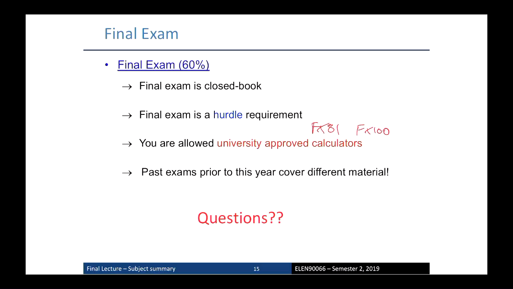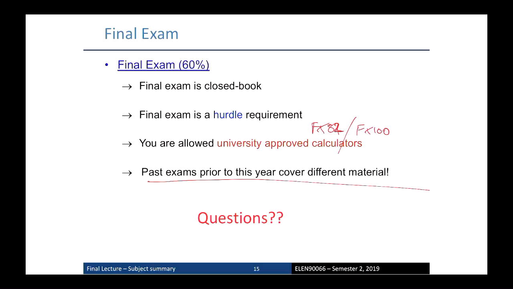Is it 82? Sorry. A side effect of taking painkillers for my throat is that I'm somewhat delirious at times. So it's either of those. Don't worry, it's on the front cover of the exam. Past exams prior to this year cover different material. I don't even think they were released to the library, so it doesn't matter. Okay, questions about the exam?